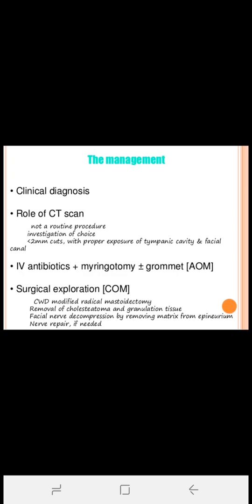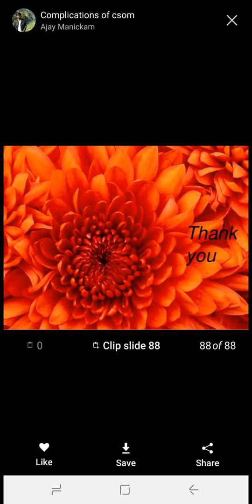We have to give IV antibiotics plus myringotomy with grommet insertion in acute otitis media. Or in chronic otitis media, we have to do surgical exploration, that is, canal wall down mastoidectomy or modified radical mastoidectomy, removal of the cholesteatoma and granulation tissue, and facial nerve decompression by removing the matrix from the epineurium. And also we have to do nerve repair if it is needed.